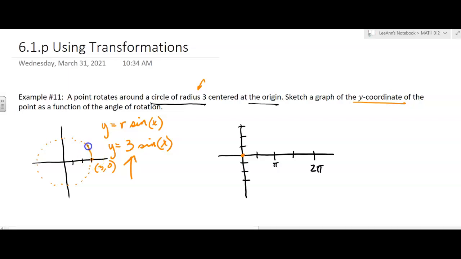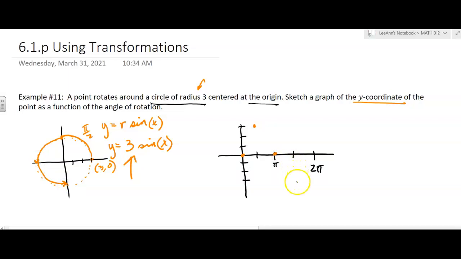Now when we rotate this much, we've rotated pi over 2, and then we're at 3, right? So pi over 2 is up here at 3. Then we're going to rotate down here. So we've gone pi, and we're back to having a y value of 0. And then we're going to rotate over to here. That's 3 pi over 2.